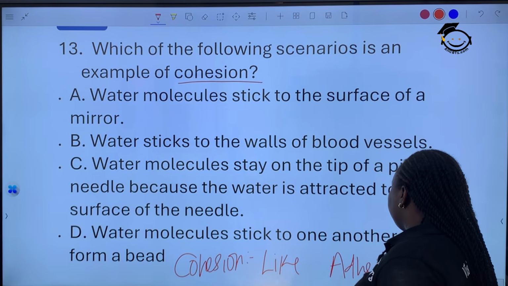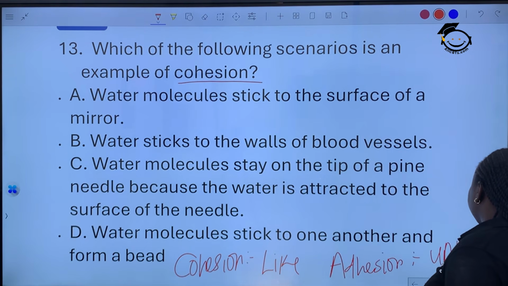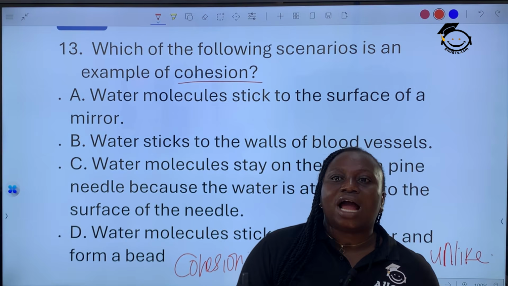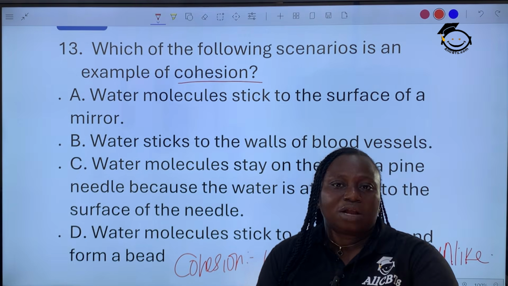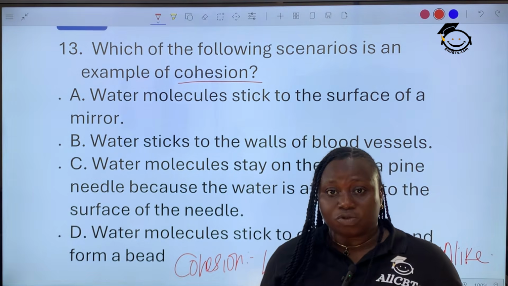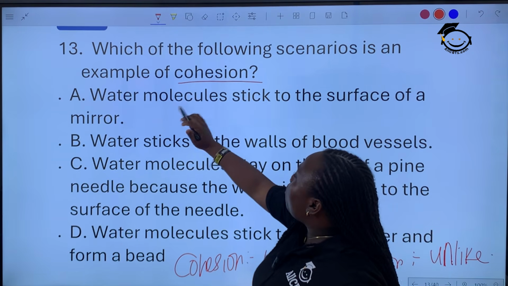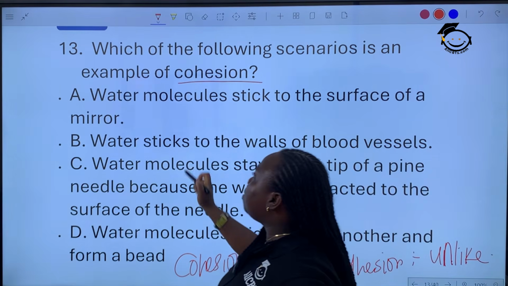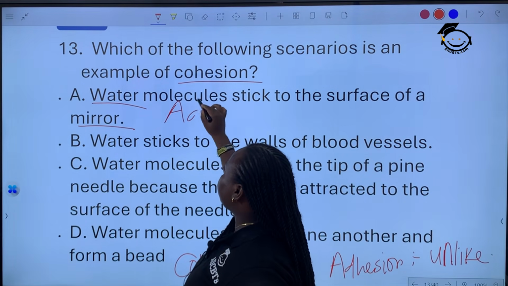Adhesion is unlike. For example, if I join a biro and water together, they are unlike. So if they attract one another, it is adhesion. But if I put a biro and another biro together, it is cohesion because they are like. A water molecule sticking to the surface of a mirror: water and mirror are unlike, so it is adhesion.